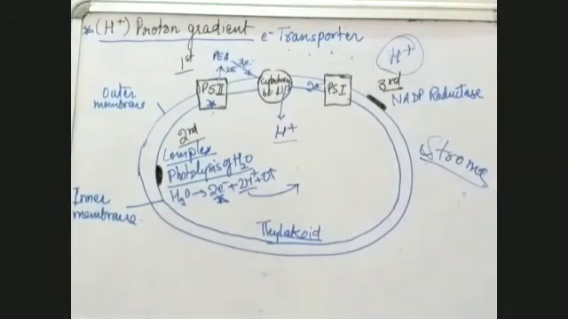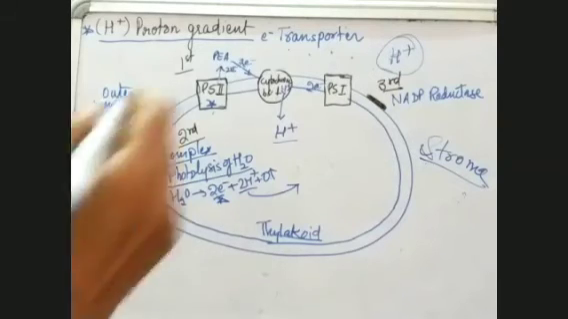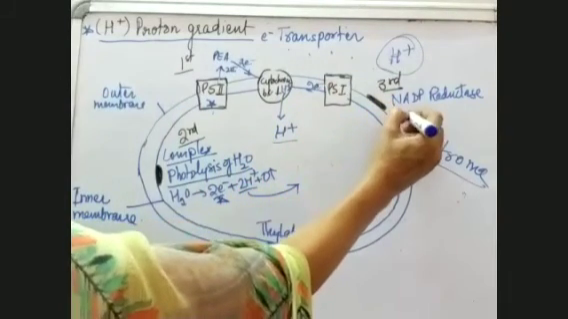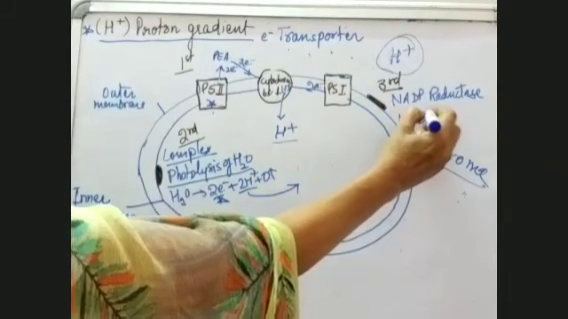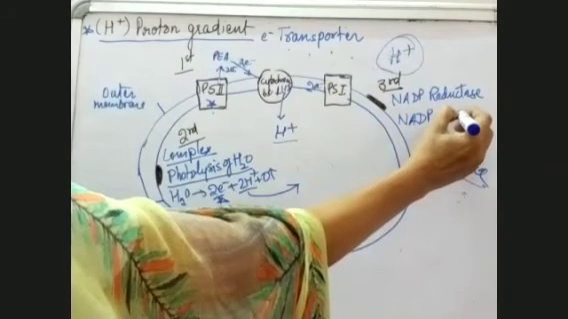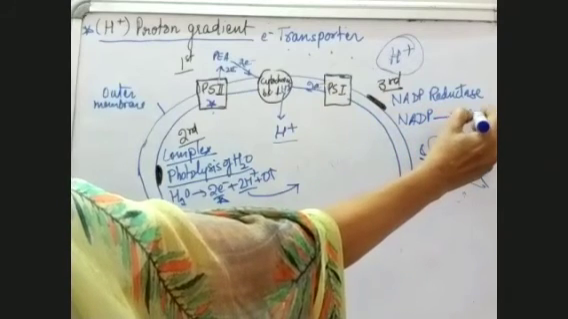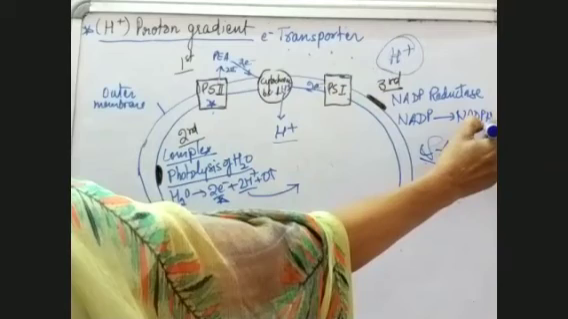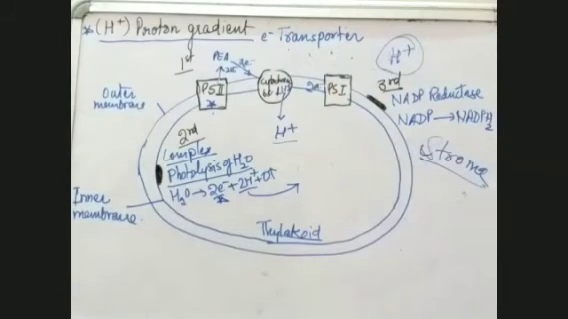This is the location of NADP reductase enzyme. This NADP reductase is an enzyme which is required to convert NADP into NADPH2. This is the enzyme which is required to convert NADP into NADPH2.